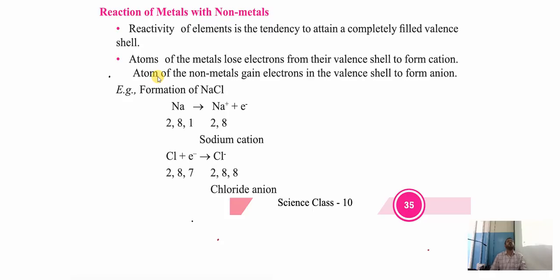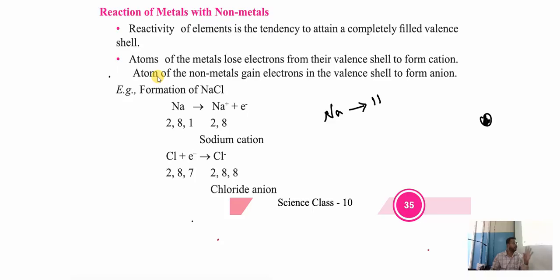Okay, it means they are asking you how sodium chloride is formed. Observe here, my dear students. Sodium is Na. The atomic number of sodium is 11. What is the atomic number of sodium? 11. Clear? And you know very well, let me say this is a sodium atom.